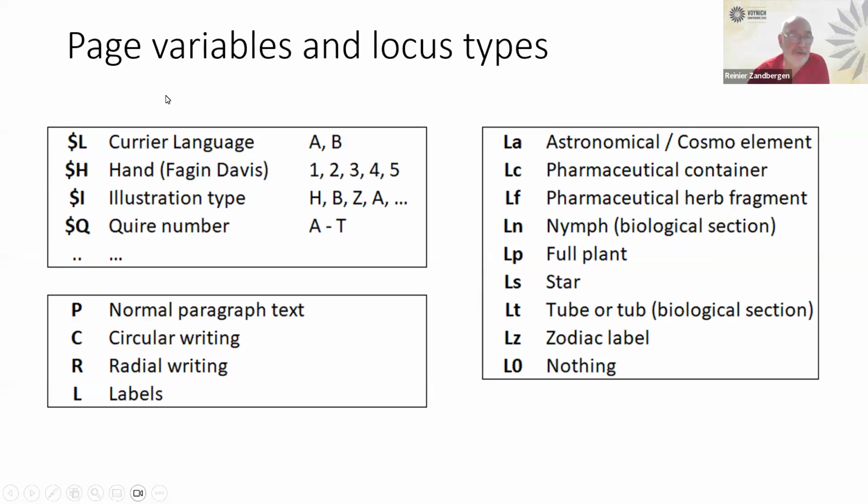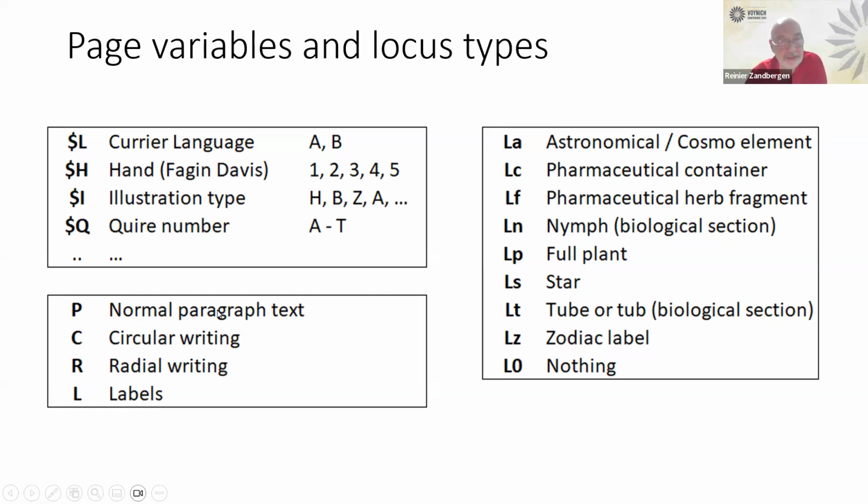So first of all, on the left, we see what these page variables mean. So for example, at the start of a new page, a variable called $L is set to a value which indicates the courier language used on that page, or $H gives the scribal hand as identified by Lisa Davis, or the illustration type, which can be herbal, biological, zodiac, or the quire number, and several others.